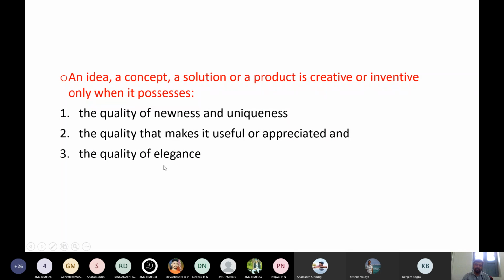The quality of elegance. That means it must grasp the attention. Your idea should grasp the attention of consumers, or the team in which you are working, or the management of the company, who must have a good opinion or good outlook about your design idea. So that is the quality of elegance. These are some of the requirements of creative solutions.